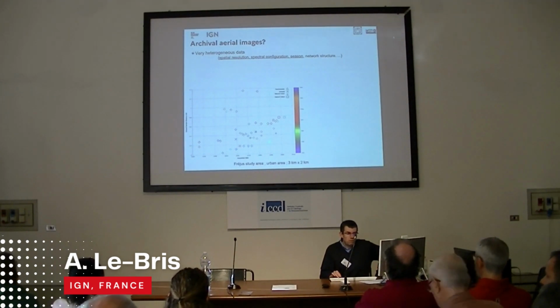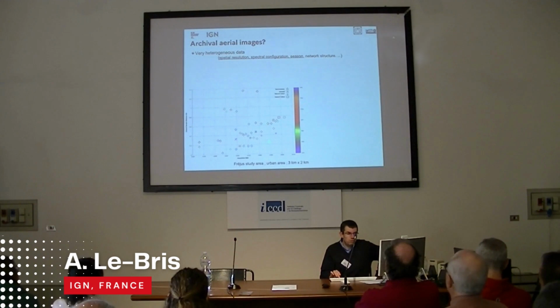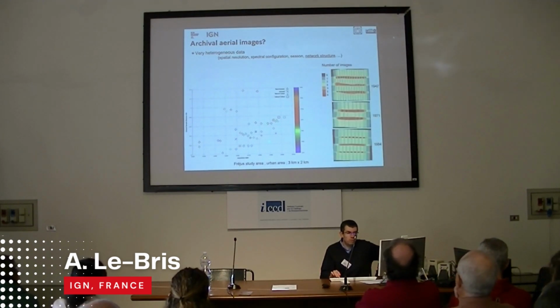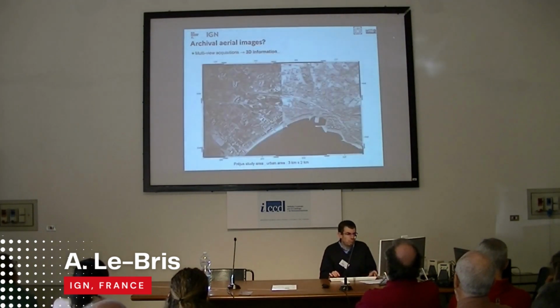Some of them have been acquired in summer, in winter, at each period of the year, and we also have a wide variety of spatial resolution, from centimetric to metric resolution. Another possible heterogeneous source is the design of the image networks, which are sometimes well constrained and other times less constrained.